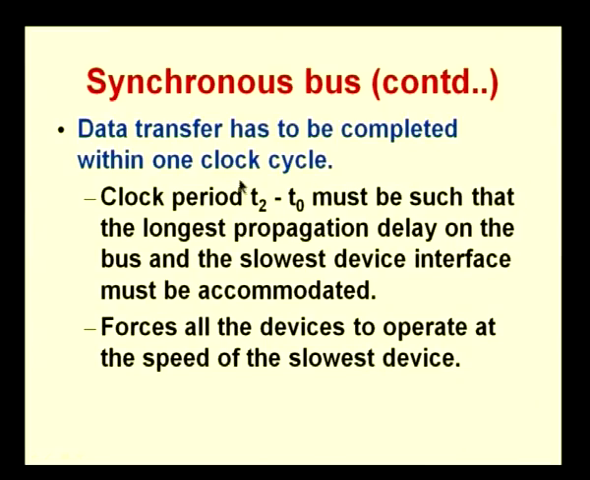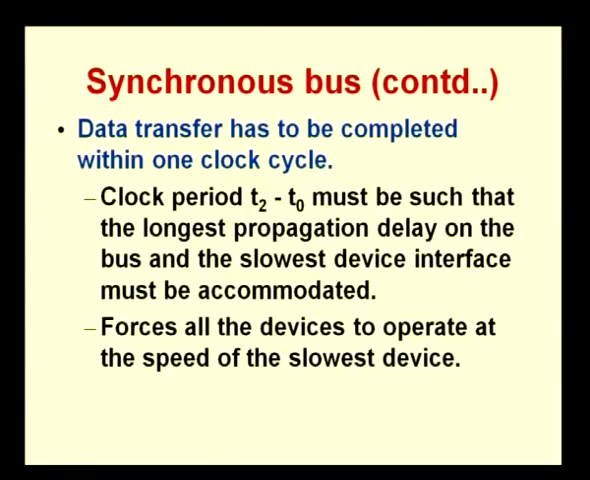Now, we looked at the entire data transfer as taking place within one clock cycle. So, we said that the clock period T2 to T0 must be such that the longest propagation delay on the bus and the slowest device interface must be accommodated. The reason we say this is that we have different devices, and different devices may have different setup times and different hold times.